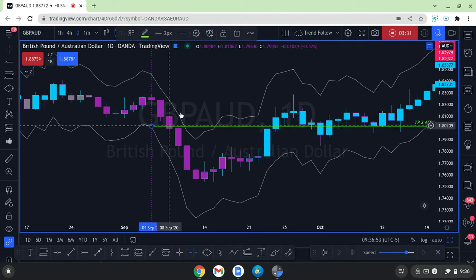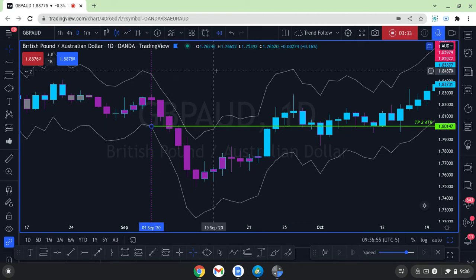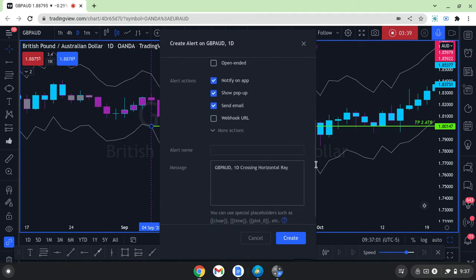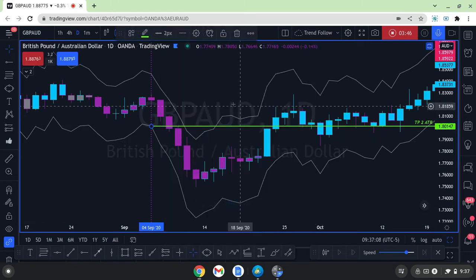We can actually set an alert on this to let us know. You can set an alert where price crosses that horizontal ray only once. You just want to know that it has hit the 2 ATR point, and it'll pop up in your alerts. You'll know by the end of the day anyway, but when price hits this point, boom, we are ready to start trailing. That's the purpose of this particular SSL Hybrid ATR. That's how we use it.